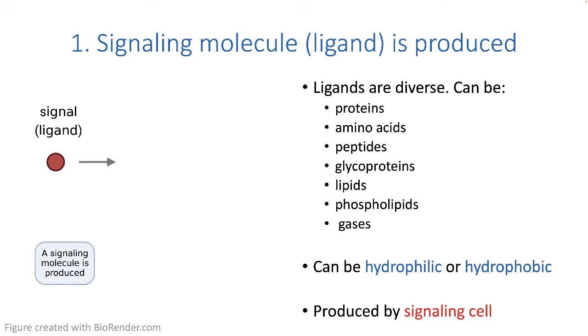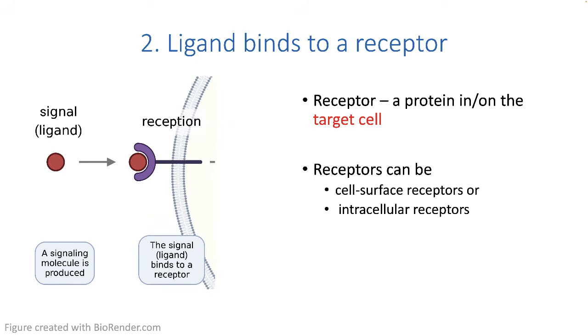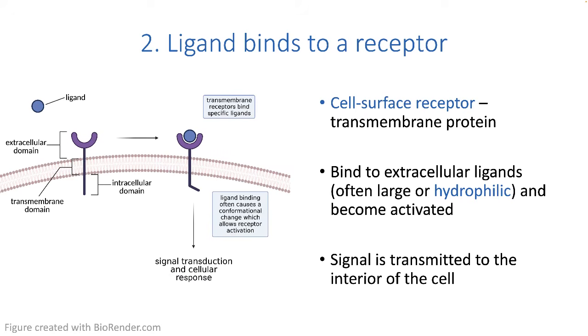Okay, so we have a signaling molecule that's been produced somewhere, and now it needs to bind to a protein called a receptor in order for the cell to respond to the signal. This diagram shows a receptor that's embedded in the plasma membrane of the cell. We call this a cell surface receptor. Cell surface receptors are transmembrane proteins that bind extracellular ligands. So generally molecules that would have difficulty crossing the plasma membrane, such as a large protein or a charged and therefore hydrophilic ligand.